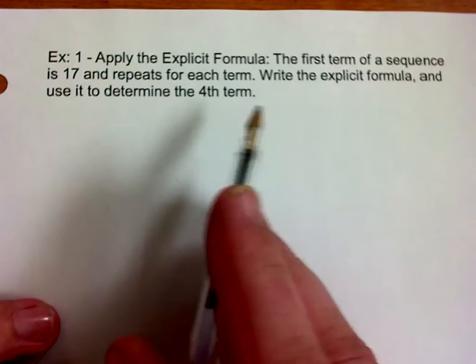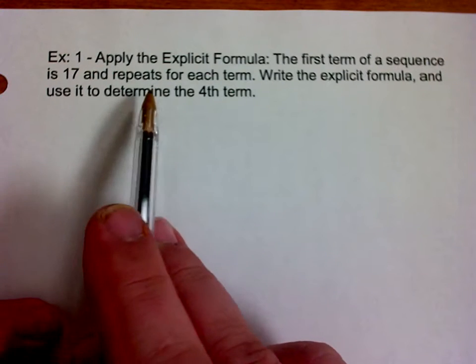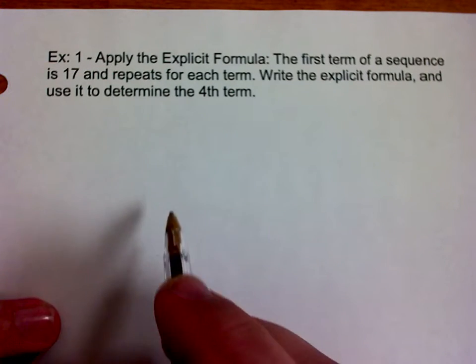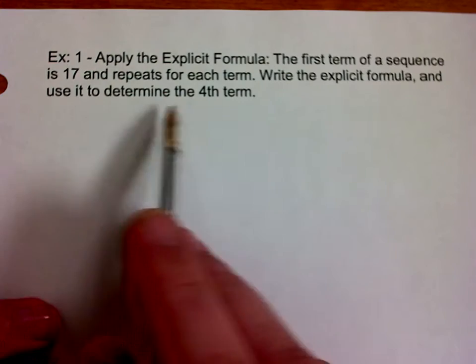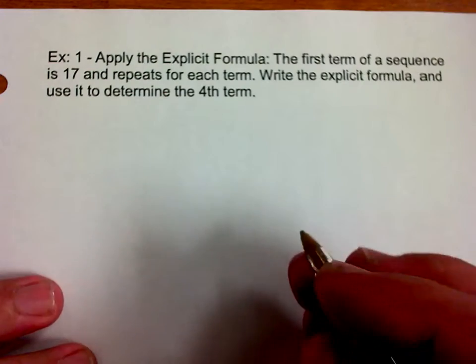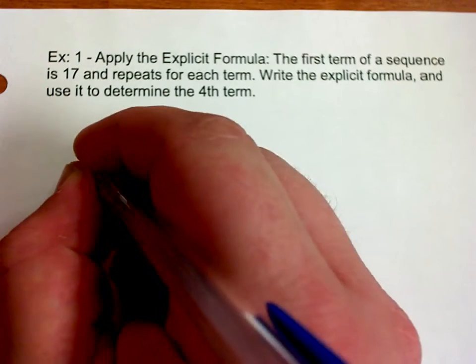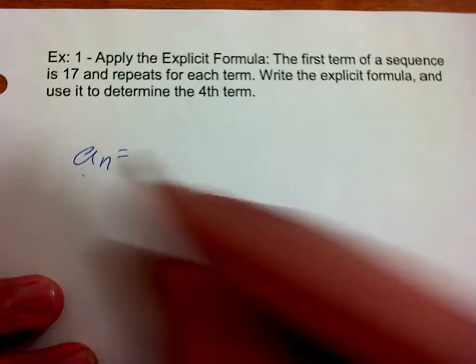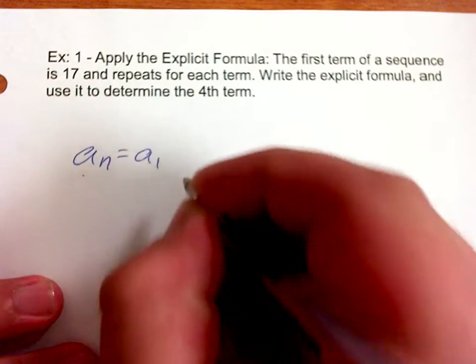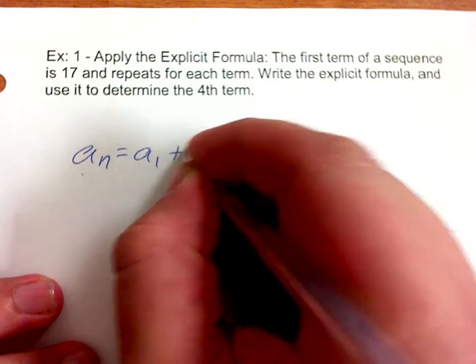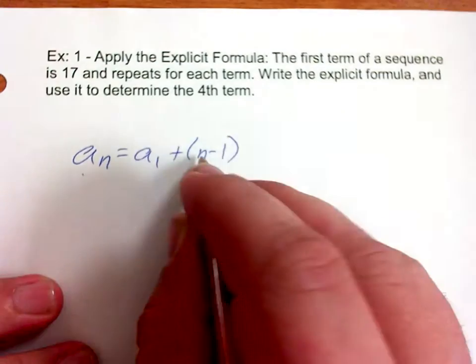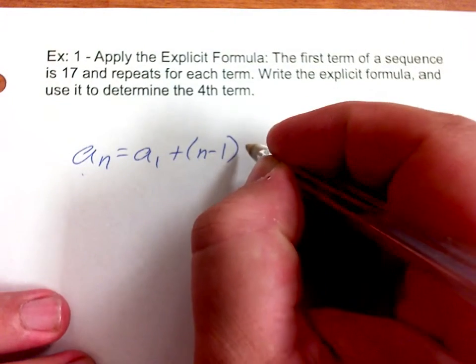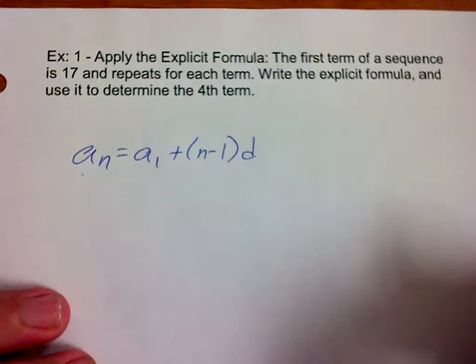Okay, the first term of the sequence is 17 and repeats for each term in the sequence. Write the explicit formula and use it to determine the fourth term. So the exact same instructions. First things first, I'm going to write my explicit formula. a sub n, the desired term, is equal to a sub 1, the initial term, plus, in parentheses, n minus 1, n being the term that we're trying to find, times the common difference, d.